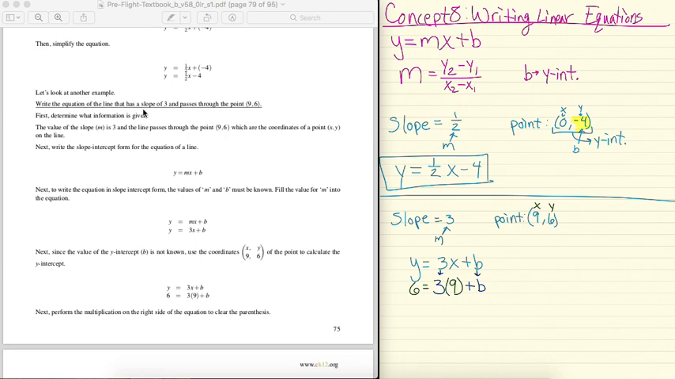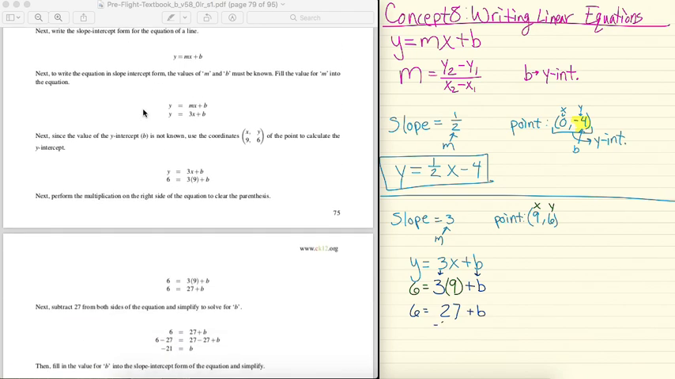So we go through and we do 3 times 9, which is 27. Then we subtract 27. It was positive, so to bring it over to the other side with the goal of solving for b, we need to subtract it over. And 6 minus 27 is -21. So we get our value of b is -21. So now we can get an overall equation of y equals 3x minus 21. So we use that point to solve for b, and then we use the slope that they gave us to start that off for us.